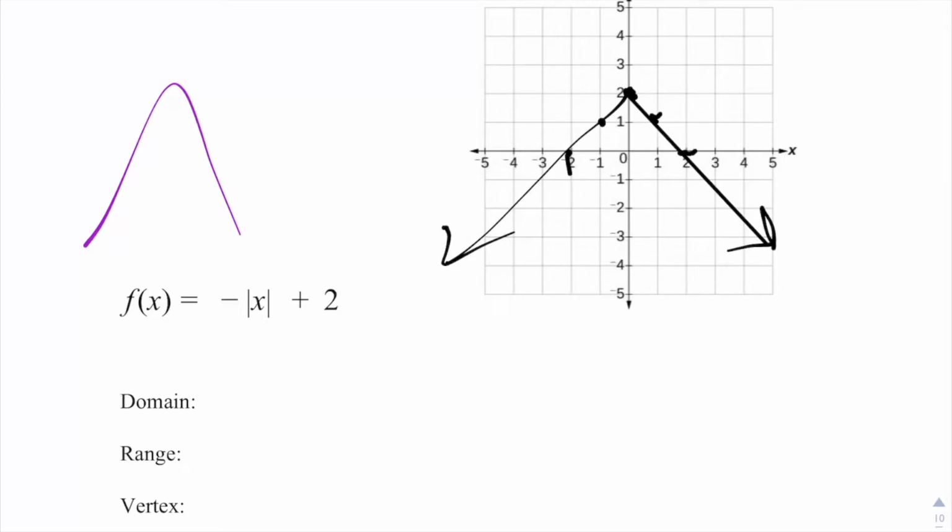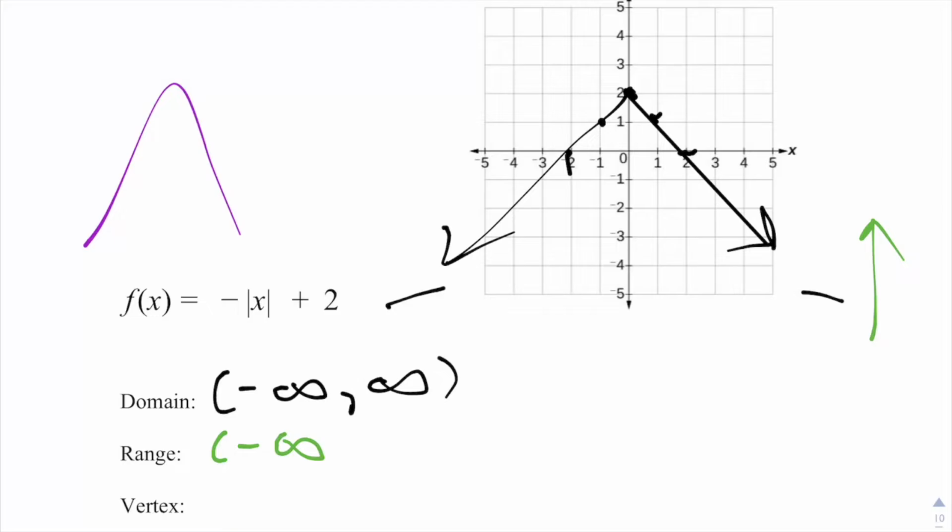My domain, well, this goes on forever this way, it goes on forever this way. So my domain is definitely going to be negative infinity to positive infinity. My range is up and down. So I'm definitely going to hit negative infinity with my range, but it's going to stop right here at the 2 value of y. So I'm not going to go any higher. 2 is the highest I can get.